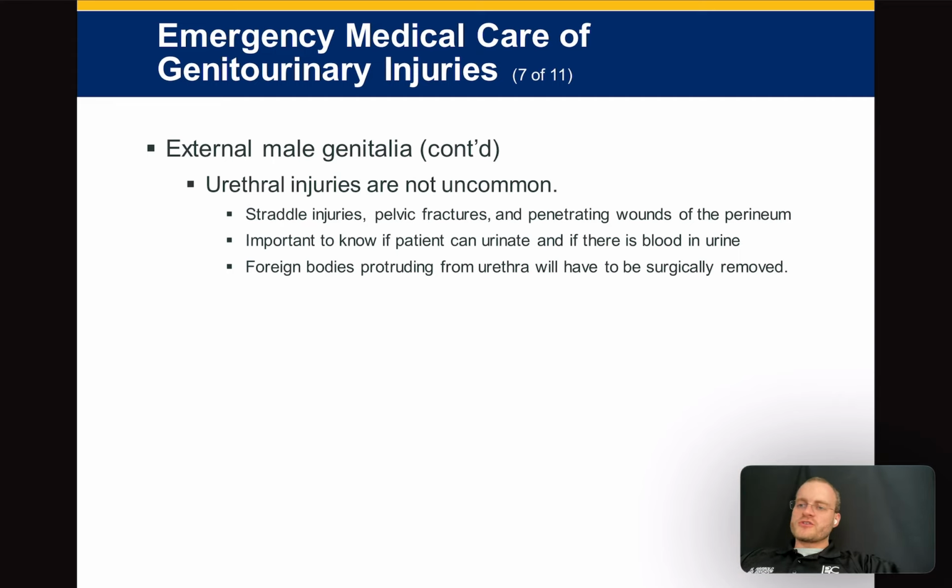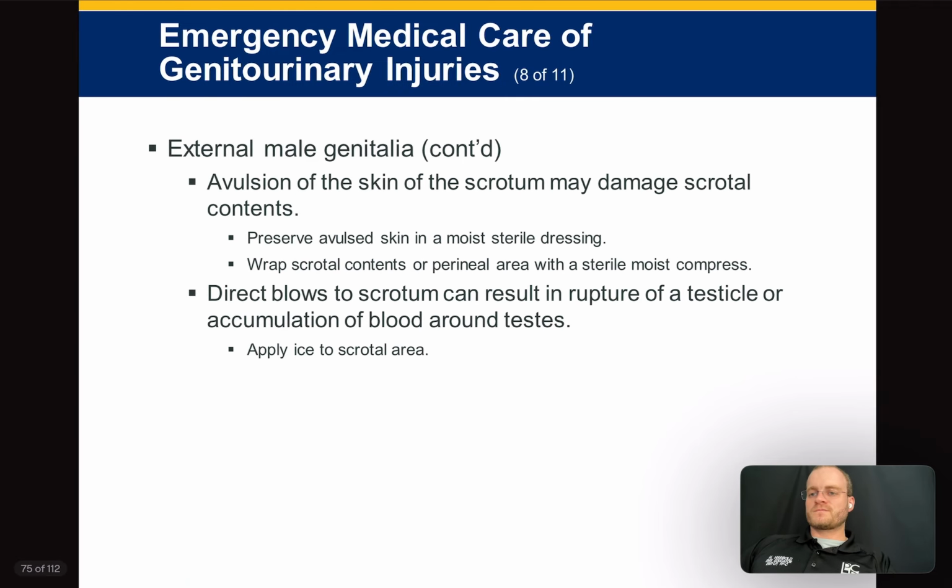Pelvic fractures, penetrating wounds of the perineum, right? Those are the common things that will damage the urethra. Okay, and what's the hallmark of a urethral injury is blood at the urethral meatus, so blood at the tip of the penis. For foreign bodies protruding from the urethra, they will have to be surgically removed. I mean, it's pretty intuitive.